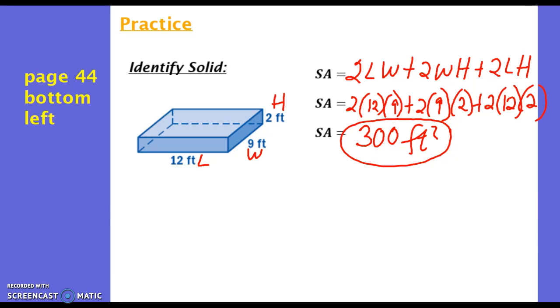Okay, so you should have calculated that the surface area of this rectangular prism is 300 square feet. One important thing that I do that I think is very helpful is to label the length, the width, and the height. Just put an L and a W and an H on your picture, like I did right here. And then you just plug the numbers into the formula: 2 times length times width plus 2 times width times height plus 2 times length times height. The rest of it can just be put straight into your calculator, and you should have gotten 300 square feet.